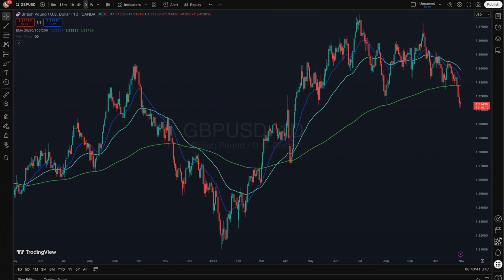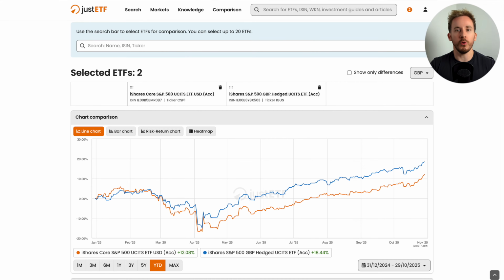And this year is a great example because the pound has appreciated against the dollar. It's up around 8% so far year to date. So although the S&P 500 has hit multiple all-time highs this year, UK investors are looking at their portfolios and wondering why they haven't got the same return as US investors. Let me show you what that looks like.